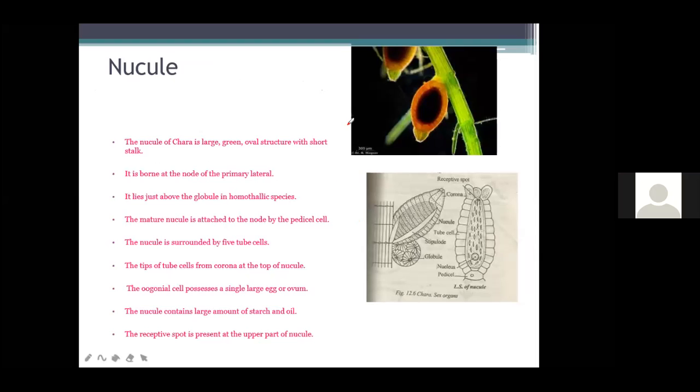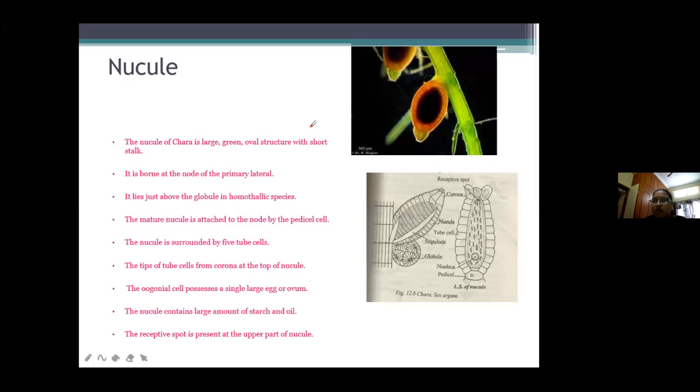See here, girls, next one is the nucleus. What is the nucleus? The male reproductive organ is called the nucleus. See here, very attractive, red color is there, no? This is the nucleus, greenish color, but here light orangish color is there. If you observe, a very bright green color is there in the Chara plant. The nucleus is a female reproductive organ.